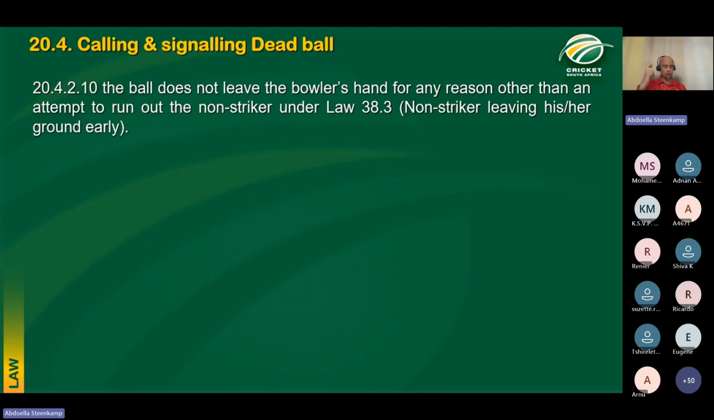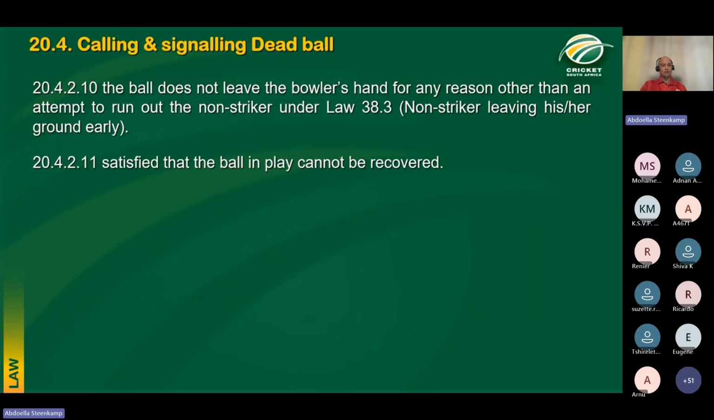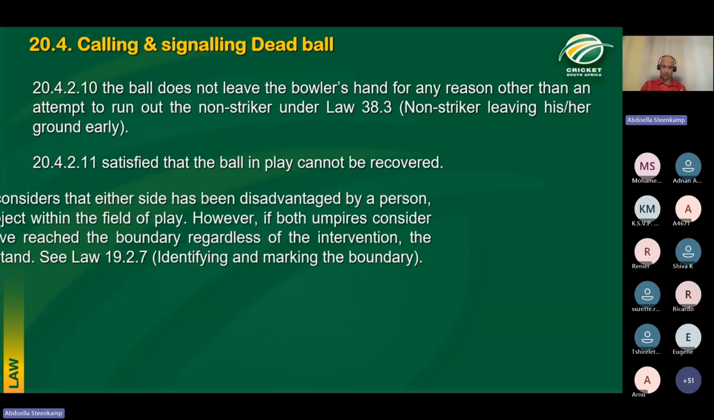If the bowler holds onto the ball and does not deliver the ball, you need to call and signal dead ball. If the umpire is satisfied that the ball, while still in play, cannot be recovered, call and signal dead ball.